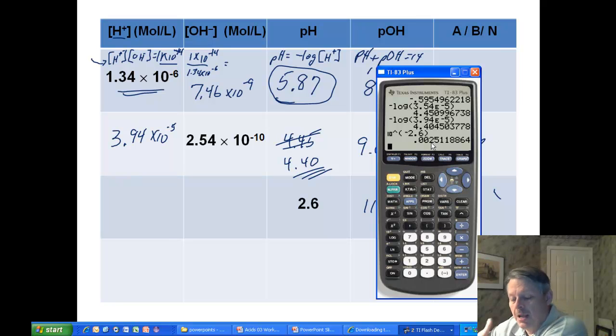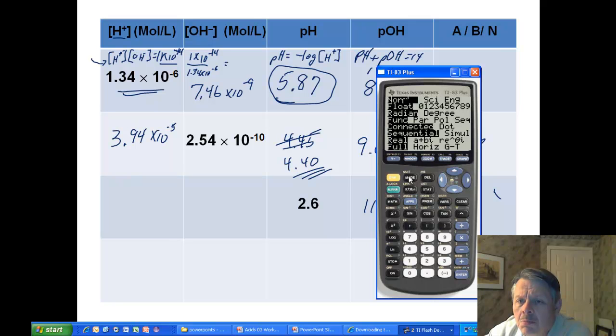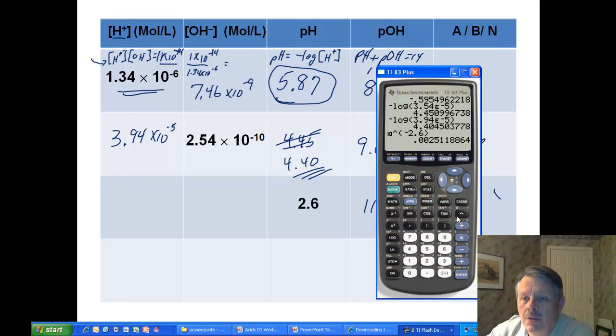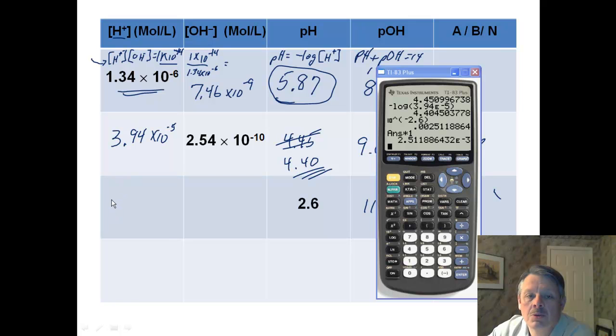0.0025. Well, if you put that in scientific notation, and you can force your calculator to do that, by the way, you can do mode scientific notation. Okay, enter. If I do that, let's say times 1, let's see what happens. Does it switch it? Yeah, it does. So it's 2.51 times 10 to the minus 3. Since we only have 2 sig figs, 2.5 times 10 to the minus 3.